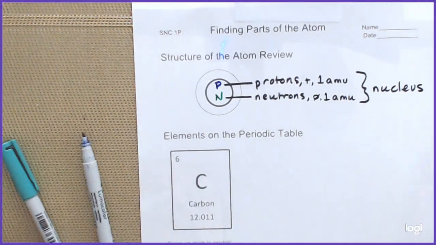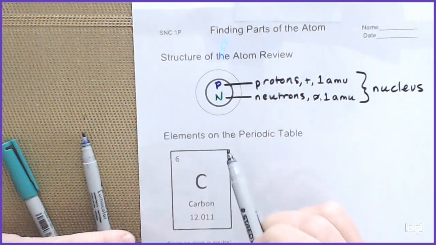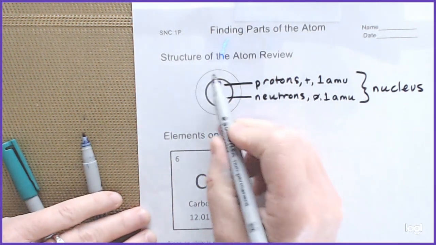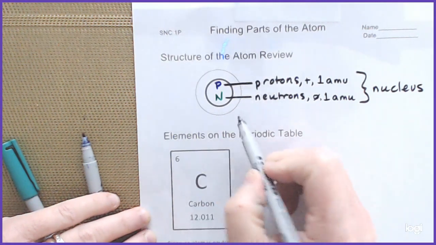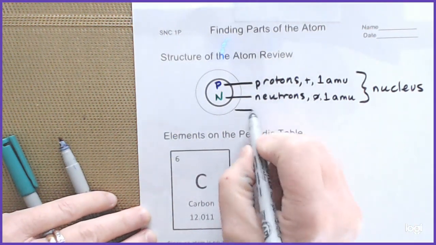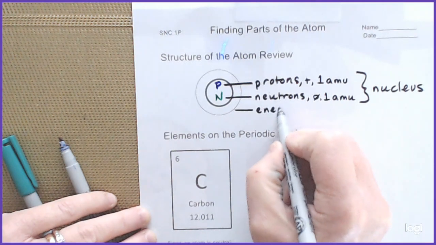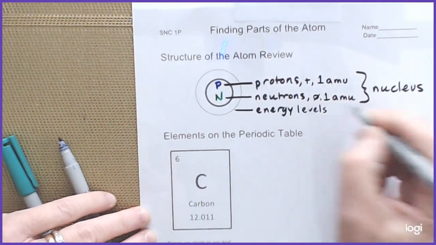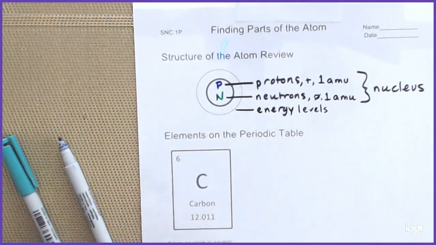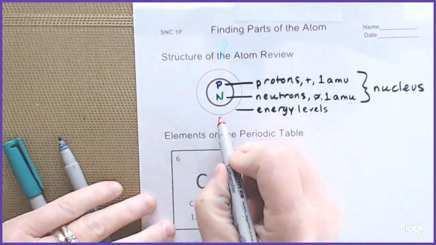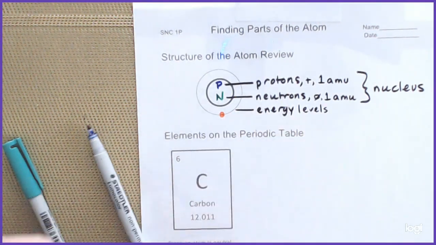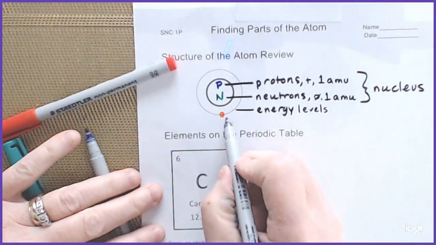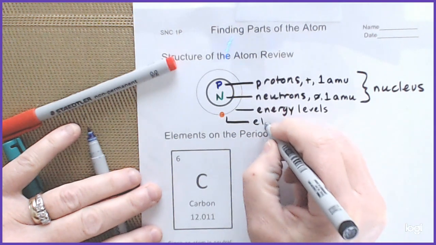Now spinning around the outside in energy levels are going to be our electrons. A real atom is not going to have a dashed line around it. This is just to represent the energy levels. And those energy levels are going to become very important in a couple of lessons. So the dash around the outside are our electrons. I've drawn them big there just to make a point, but they're really, really tiny. So here are our electrons.